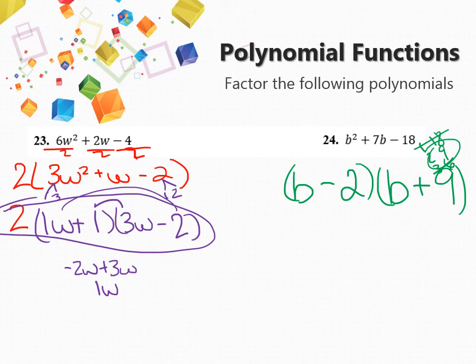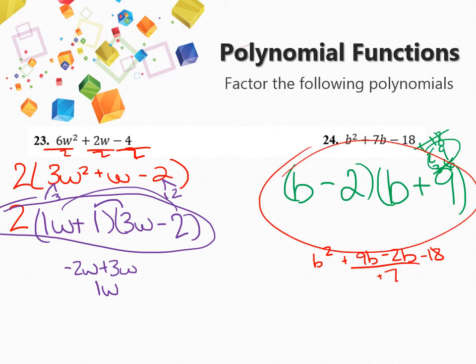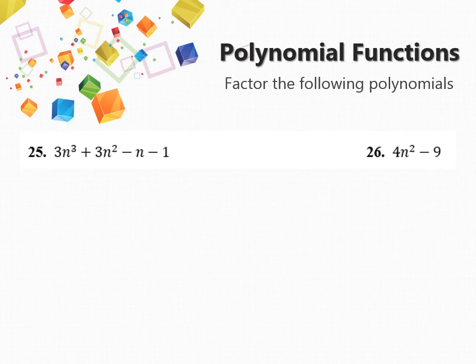Okay, double check if I multiply it out, right? B squared plus 9b minus 2b minus 18, positive 7, perfect. I'm happy with my answer. Let's keep going, couple more.